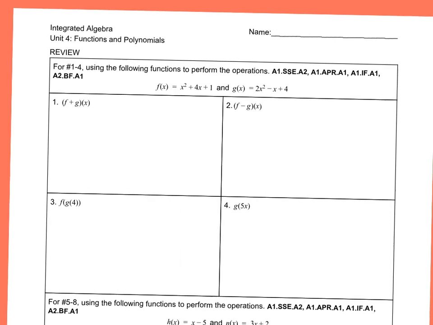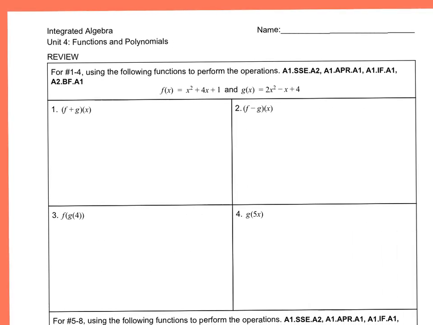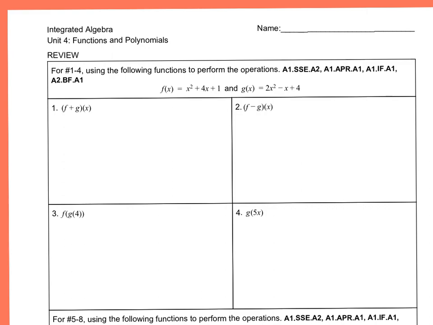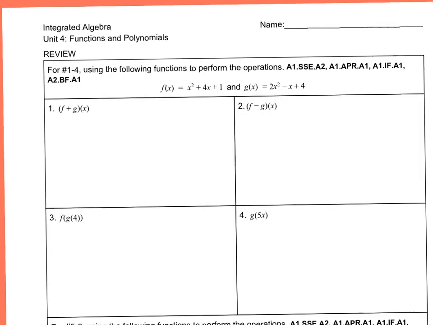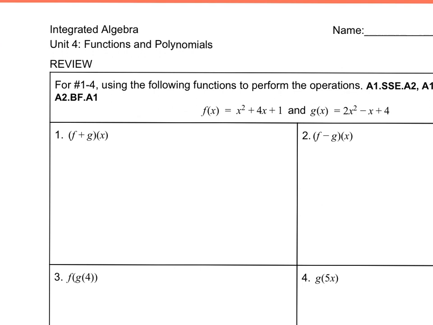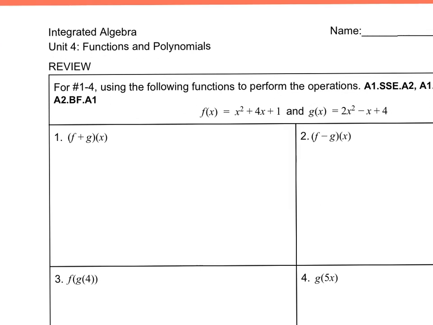All right, Unit 4 review. Starting off with 1 through 4, it says use the following functions to perform the operations. So our first operation on number 1 is what? X squared plus 4x plus 4. Okay, so that's our first function, but I liked what I heard on the other side of the room.